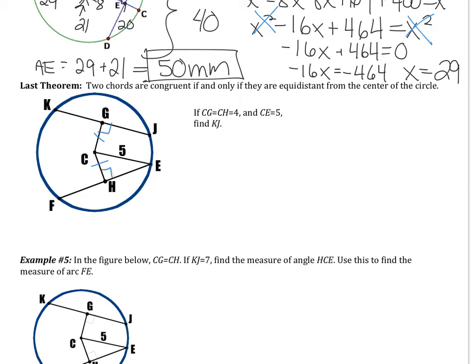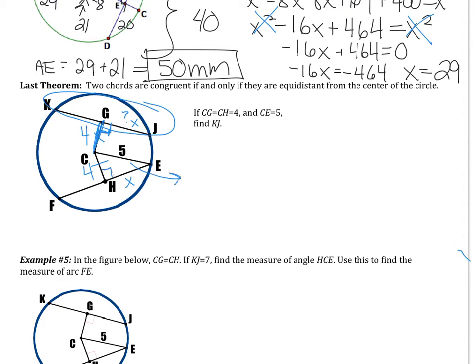So our first example comes here. If CG and CH both equal 4, so let's put that in there. We want to find KJ. All right, in order to find KJ, which would be this entire segment, I have to find at least that piece, KG, because then that gets split in half, because remember, if a segment is perpendicular to a chord, it bisects it. So GJ is going to equal the same length as KG. In order to do that, if these chords are congruent, then HE is the same length as GJ. Those are the exact same length.